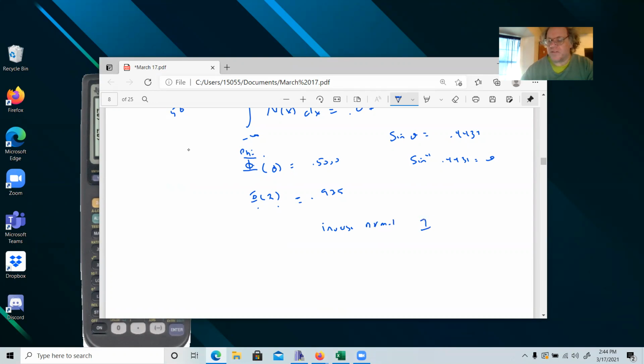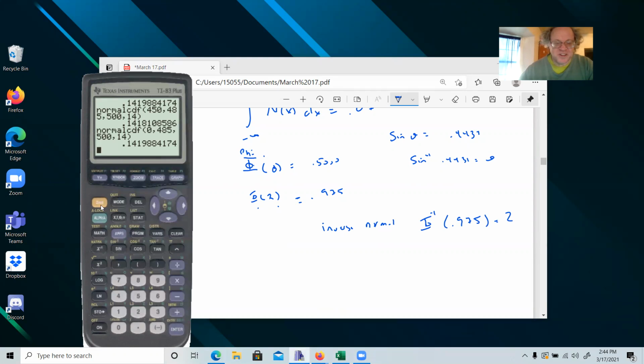All right, we would say phi inverse of 0.975, and that would give me 2. All right, so let's see. So we're going to do second function, distributions. We're going to go to inverse norm.